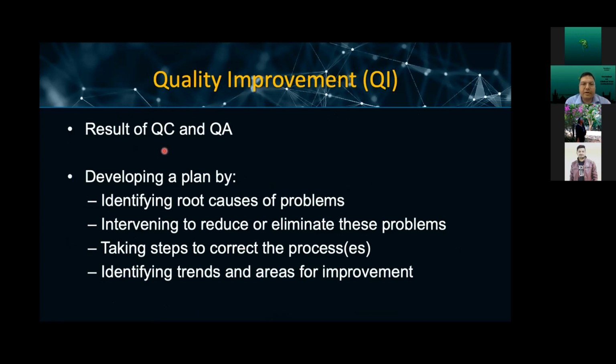It is a result of the quality control and the quality assurance. So it will help in developing a plan by identifying the root causes of problems, intervening to reduce or eliminate these problems, taking steps to correct the process, and identifying the trends and areas of improvement, which will help in a better clinical trial or a better collection of the data related to the clinical trials.